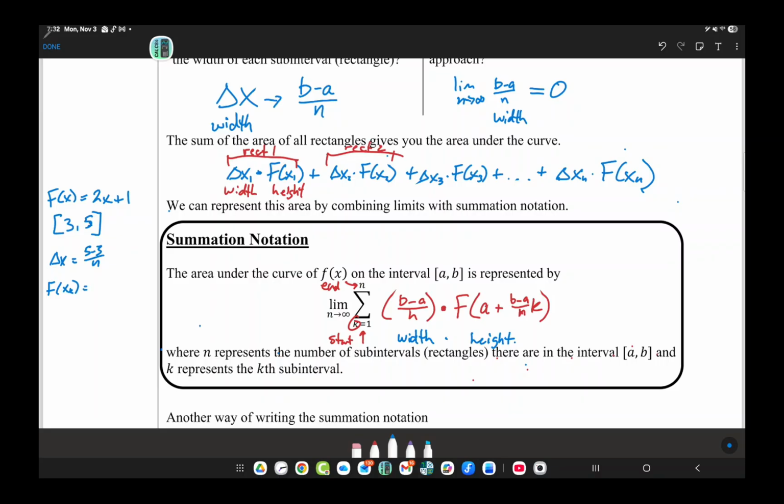would be my initial value, which is a, plugging it in for x. So that's what I'm going to plug in. So it's going to be 2 times my initial value 3 plus, again, 5 minus 3 is just 2 over n times k, and then plus 1.